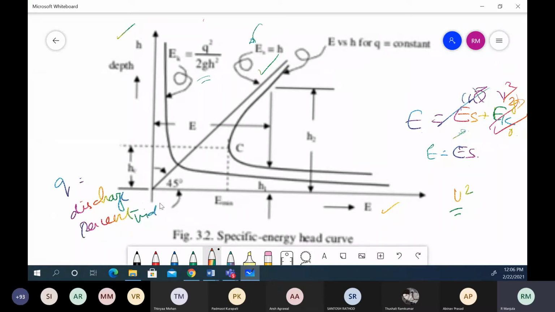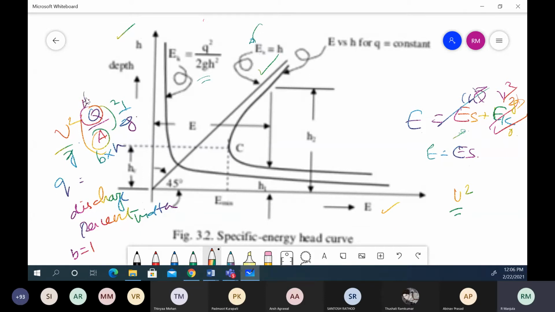What do you mean by that? Discharge per unit width, B is equal to 1. So, if it is a rectangular channel, your V square by 2G becomes (Q by A) whole square into 1 by 2G. If I am replacing this, then I will be getting A is equal to B into H. H is the depth of flow.